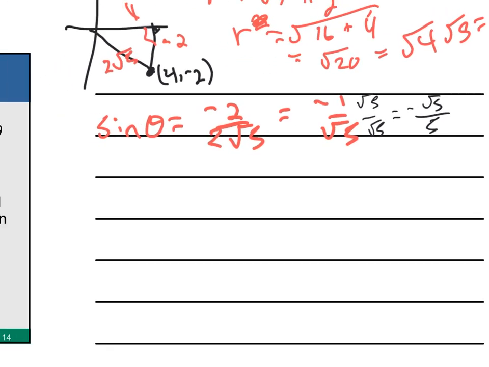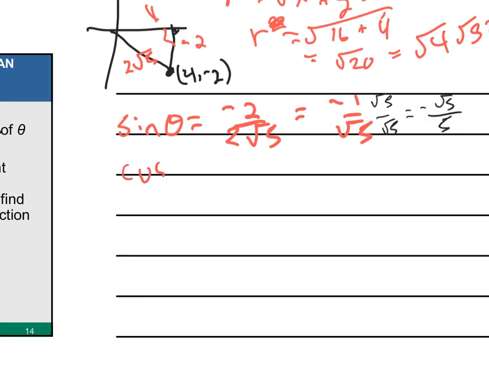Interesting. Let's do cosine of theta. That would be x over r, I was jumping the gun. What's my x? 4. What's my r? 2 square roots of 5. Can that simplify? Don't they both have 2's in it? Yes. So what does it leave me? 2 over square root of 5. And I rationalize it? What does it become? 2 square root of 5 over 5.